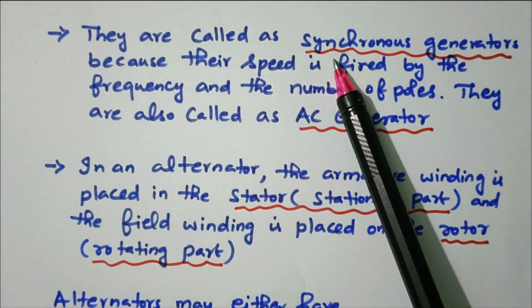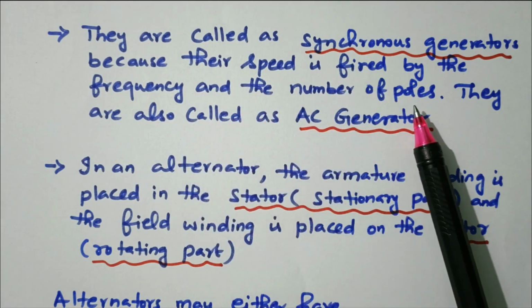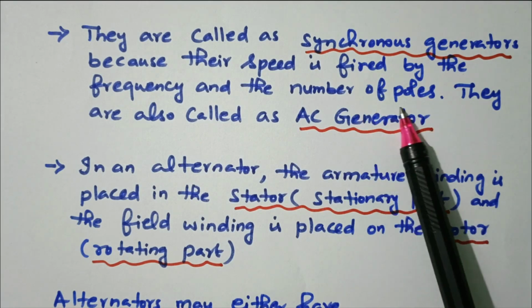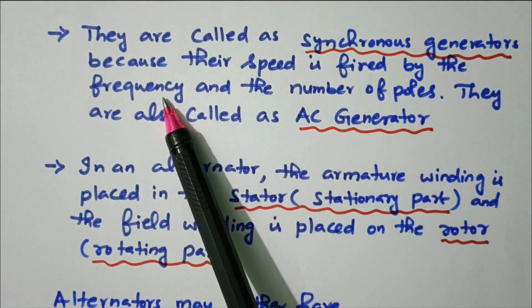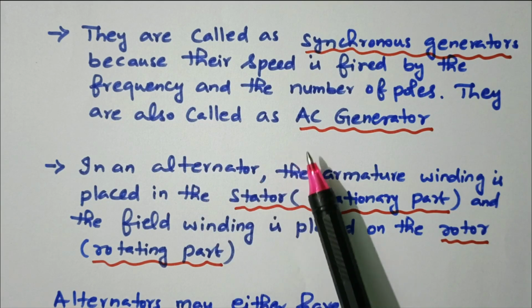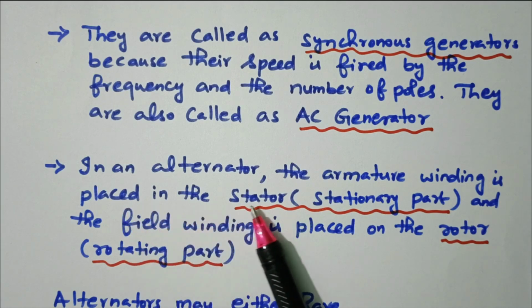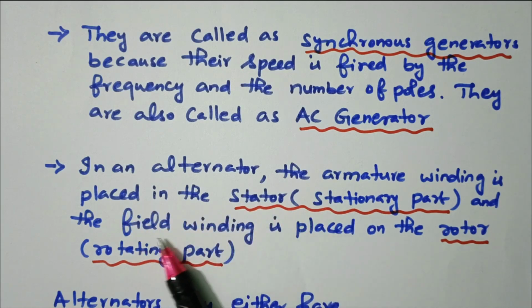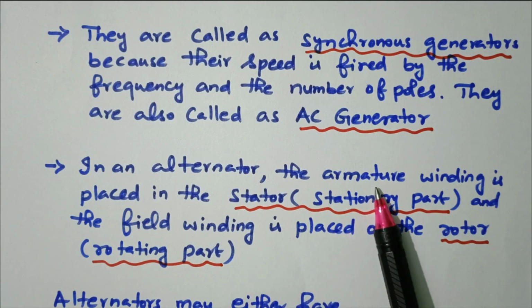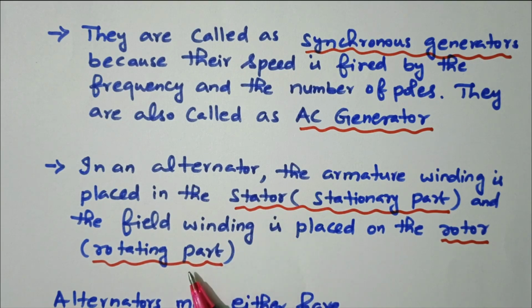They are also called synchronous generators because their speed is fixed by the frequency and number of poles. During the construction itself, the number of poles is fixed and the supply frequency is also fixed, so it will rotate at synchronous speed. In an alternator, the armature winding is placed in the stator, the stationary part, and the field winding is placed in the rotor, the rotating part. It is just the opposite of the DC machine, right?